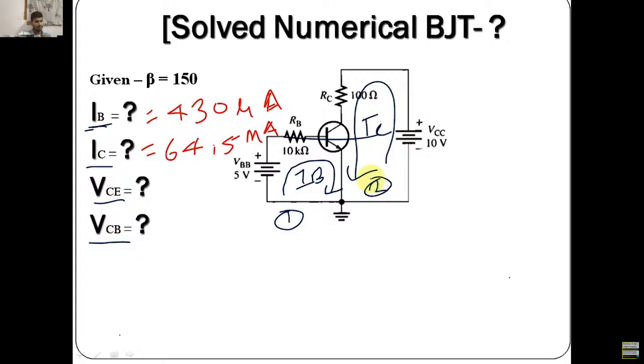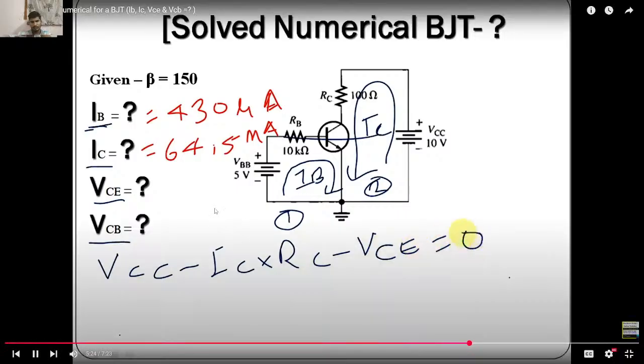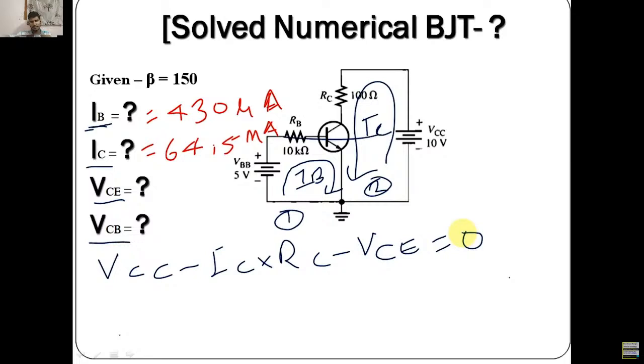So let us apply the KVL. So this is VCC minus IC times RC, right, minus VCE, collector to emitter voltage, equals to 0. Now you have to find the value of VCE. You can directly write the expression for VCE equals to VCC minus IC times RC.